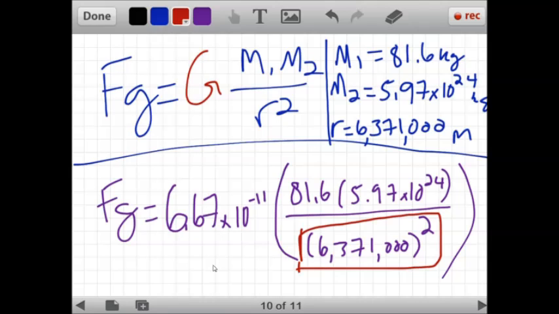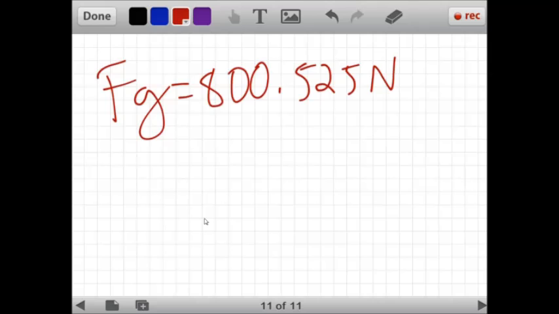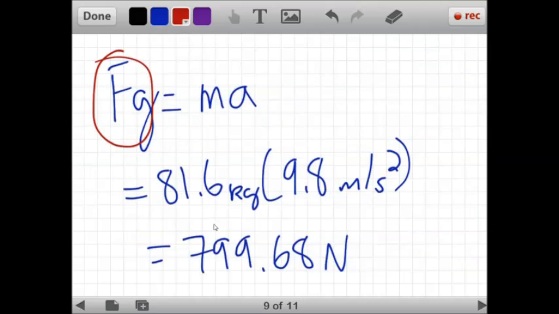So when I put these numbers in my calculator and do all the math correctly in the right order, squaring this first, then doing this, figuring out what this is, dividing by whatever that was squared, and then multiplying by 6.67 times 10 to the negative 11, I get this answer, 800.525 newtons, which, if you go back, is very close to what we got here, 799.68 newtons. Basically both 800 newtons. So the equation works, but of course I probably didn't need to prove that to you anyways, because you always trust me, right?